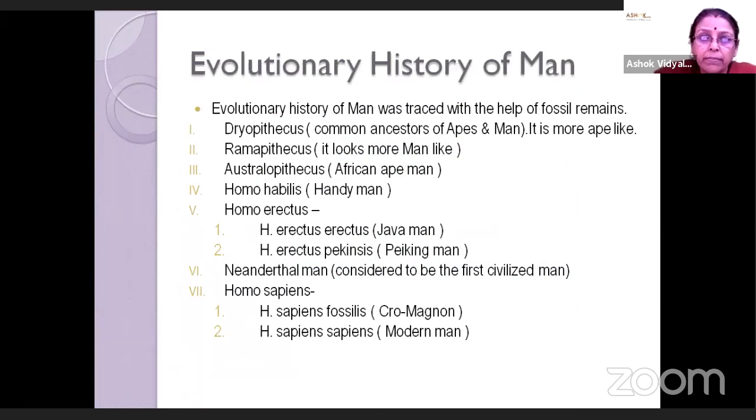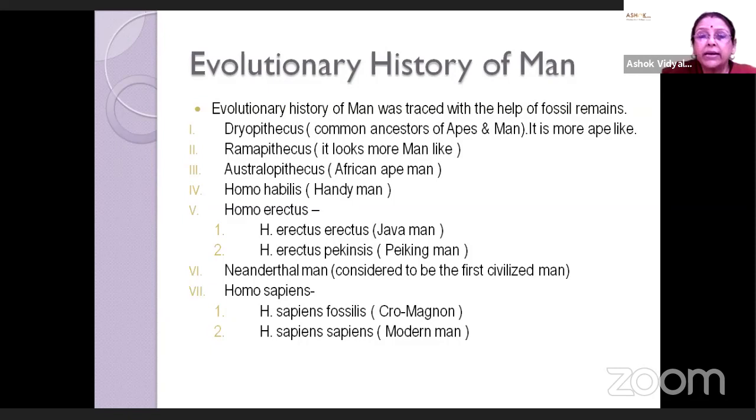Next you see the evolutionary history of man. It was traced with the help of fossil remains. The first one, as I said, is Dryopithecus. They are the common ancestors of apes and man. It is more ape-like. Second is Ramapithecus, which looks more man-like. Then Australopithecus, the African ape man. Homo habilis, the handy man. These are the other names. Homo erectus, two different types were found.